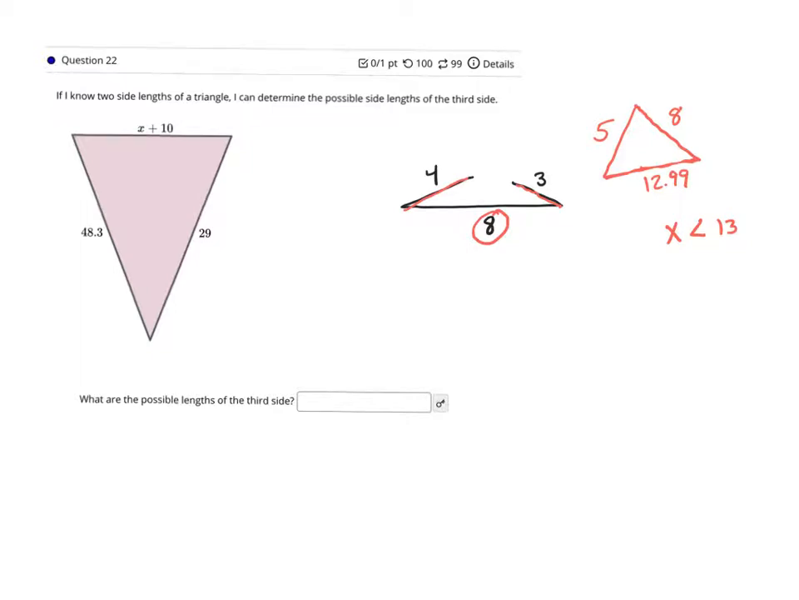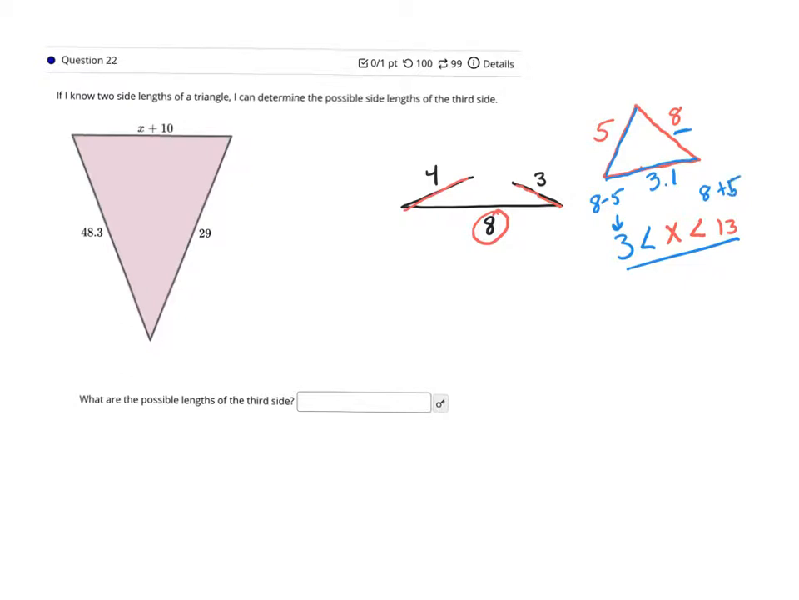Now, instead of that being the longest side, what if we said that that was the shortest side? Well, if that's the shortest side, that means that now 8 becomes the longest side. Well, if 8 is the longest side, then this would have to be just bigger than 3 in order for 5 and 3.1 to be bigger than 8. So I know that x has to be larger than 3. So x has to be in between 3 and 13. To get the smaller number 3, all I did is I just took 8 minus 5. To get the bigger number 13, I do 8 plus 5.